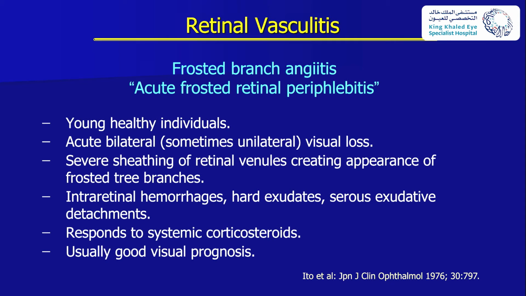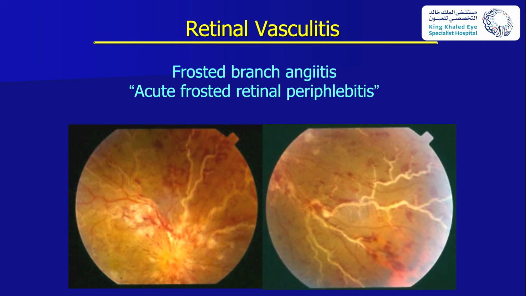So during the evaluation of retinal vasculitis, you can see extensive sheathing involving the retinal veins, and this is typical for frosted branch angiitis. It is just a clinical terminology, but it can be the result of so many diseases. It is not a diagnosis. It can be due to many diseases, as we shall discuss now. So this is what we call frosted branch angiitis, where you have extensive sheathing of the retinal veins.